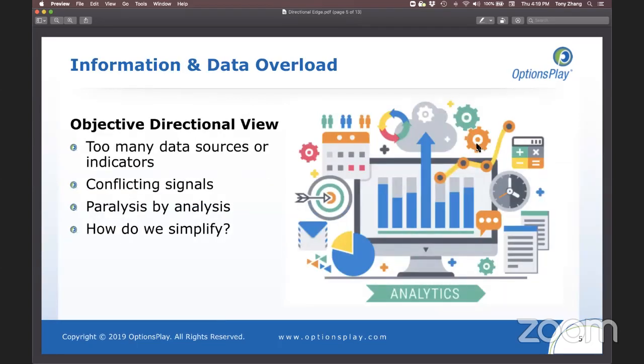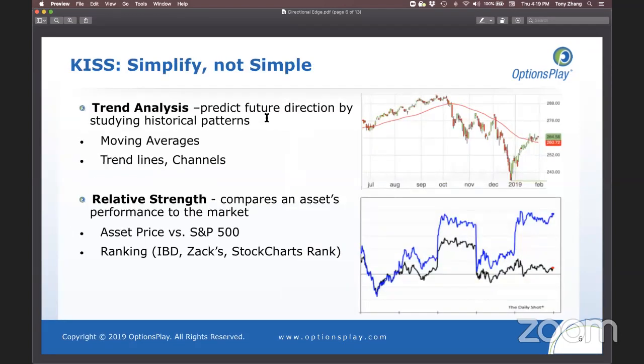I think this concept of information overload is something that most people are familiar with, the fact that we have so many news sources, so many indicators, so many different ways that we can get our information that it becomes actually less useful, because there's too much information and you get conflicting signals. And the question is, how do we simplify? And the answer is we want to simplify, but we don't want to make things too simple.